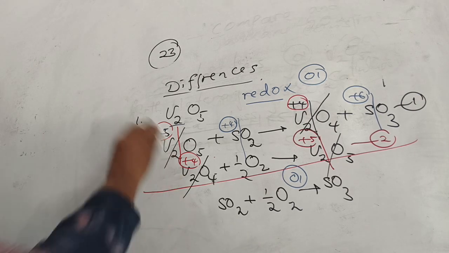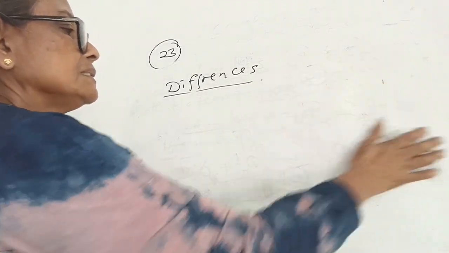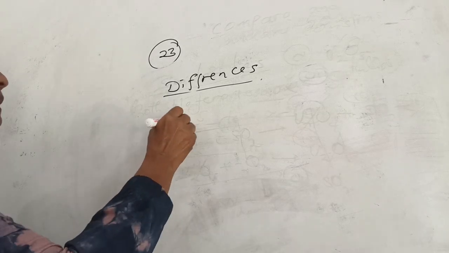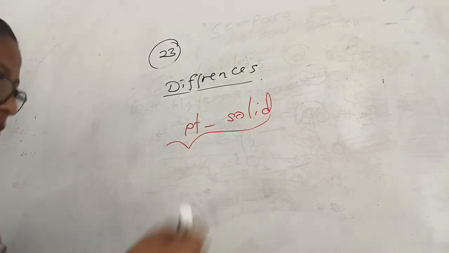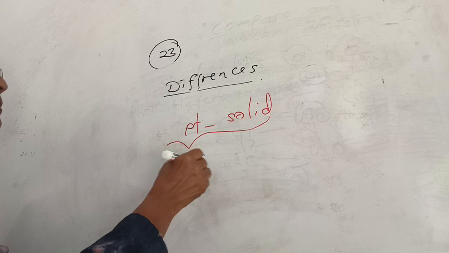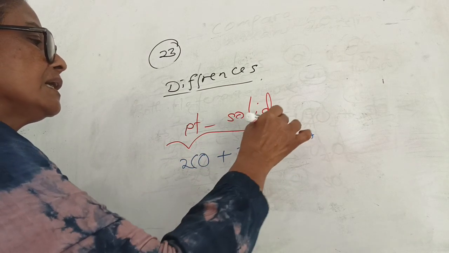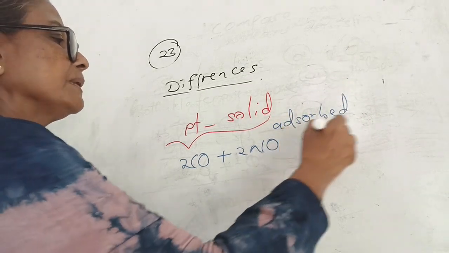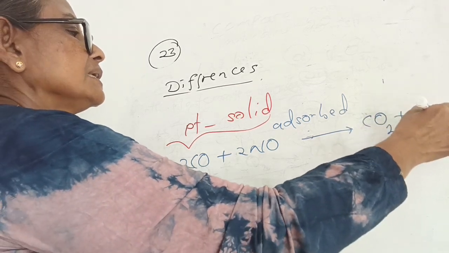That is for how platinum works as a catalyst in the catalytic converter. Obviously, platinum being a solid has a surface, and it's a surface process: adsorption of the reactants. Especially carbon monoxide and nitrogen monoxide are adsorbed onto the surface of the platinum catalyst and then turn into carbon dioxide as well as nitrogen.